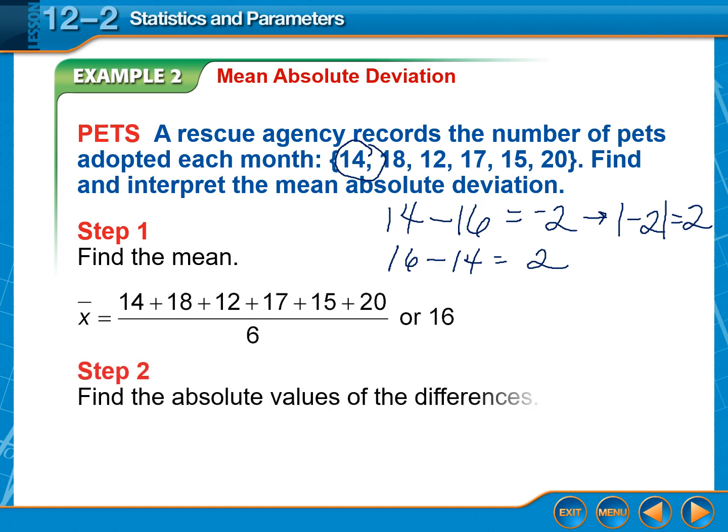All right, next step. Let's go ahead and make it happen. Find the absolute value of the differences. So remember, I'm taking the mean, which is 16, and I'm subtracting from it each of the data points. So let's do that.